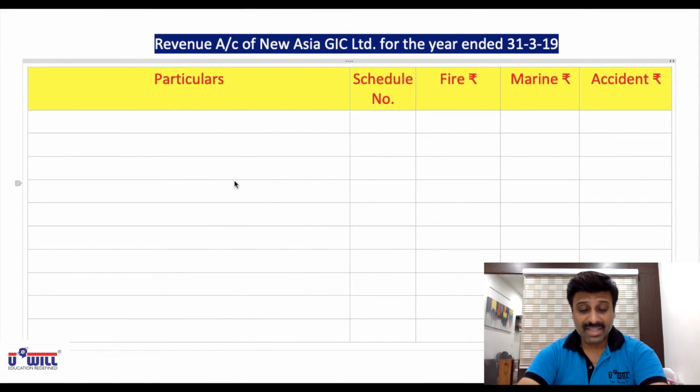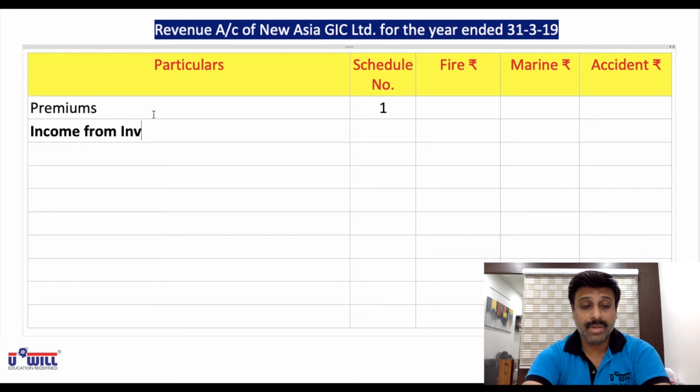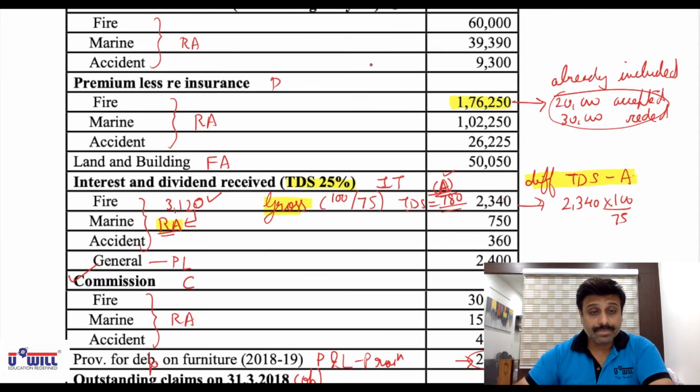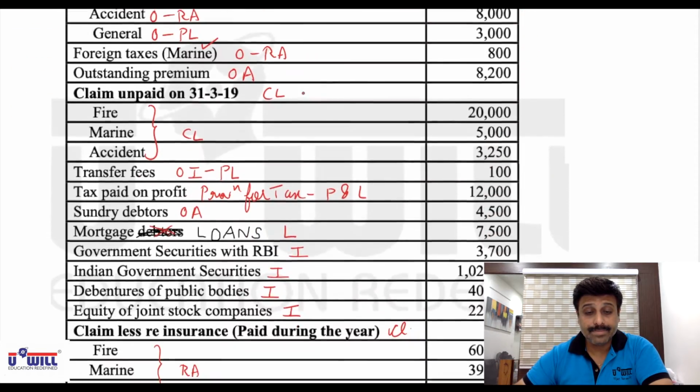Yes, I hope all of you have done the formats. So let us start with revenue account. Very first we will show premium income, as per schedule number 1, in detail. So right now we don't have to write anything. Then we will have income from investments. Okay, income from investments, all the items marked as II. Look at it everyone. Investments income, II.